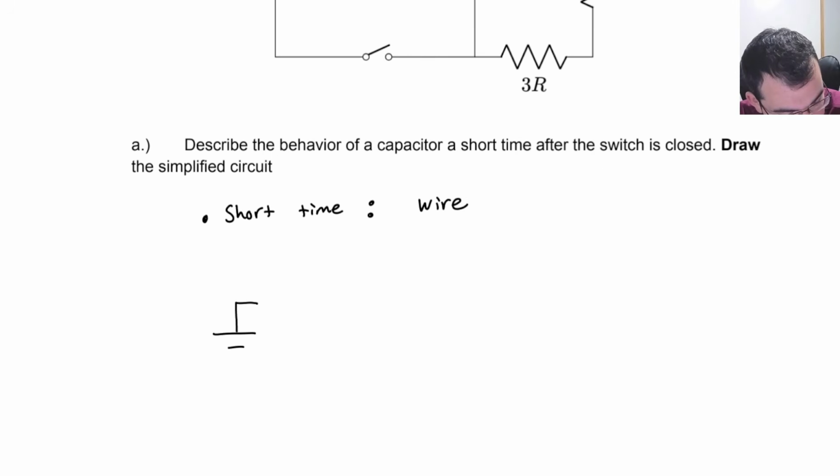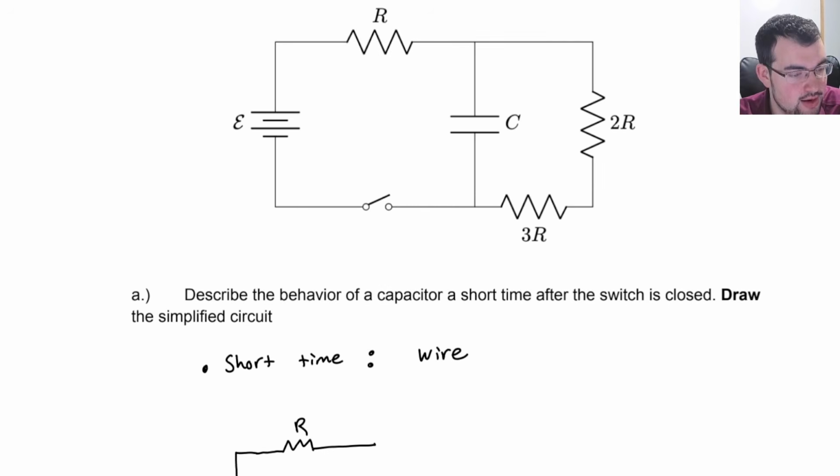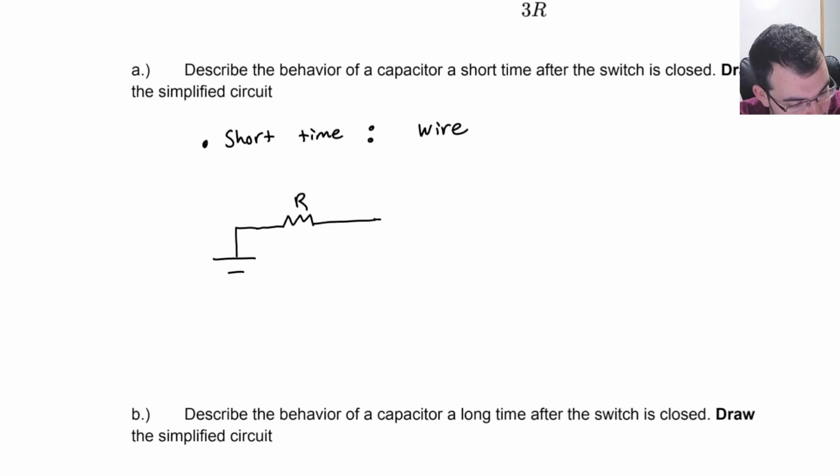So I'm going to redraw this using a wire. So we have a resistance R. Then I'm not going to draw my capacitor branch yet, so I can shamelessly copy paste later.